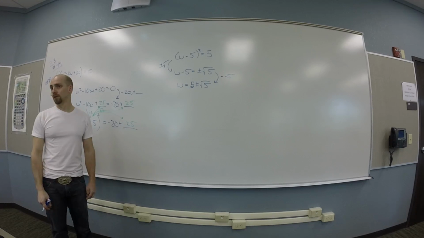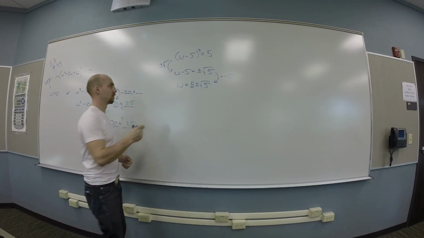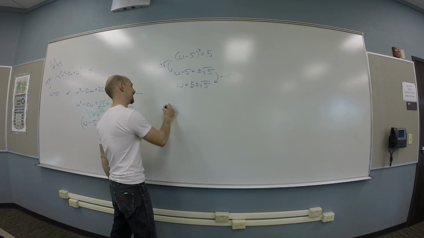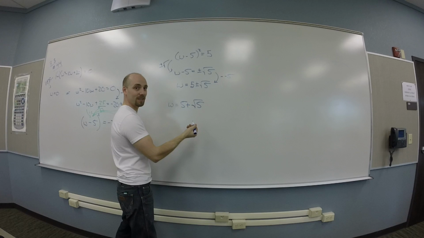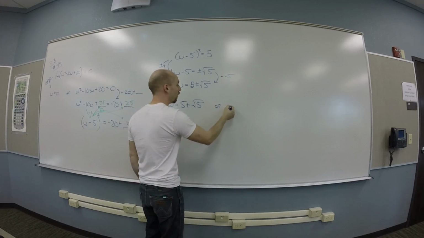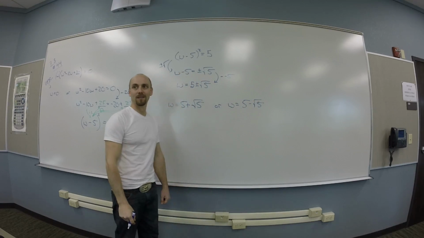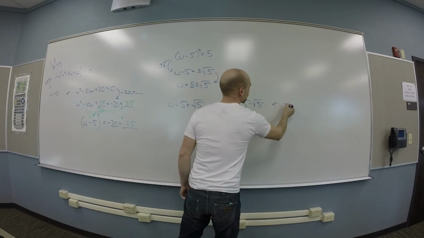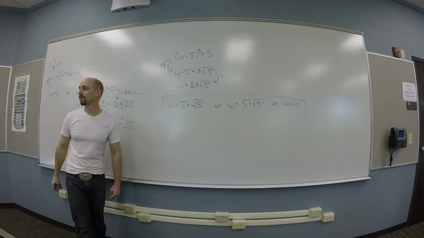Cool? All right, so what are my answers? Oh, you're so clever. You went back and got the other one. You guys see that? I thought I was going to get you. Damn it. So your answers are W is 5 plus root 5, or W is 5 minus root 5, or W is 0 from way back at the beginning. The hardest part of these is remembering that first one, right?